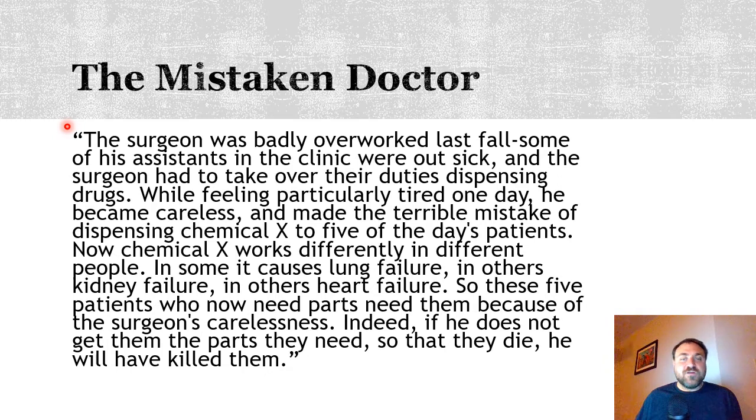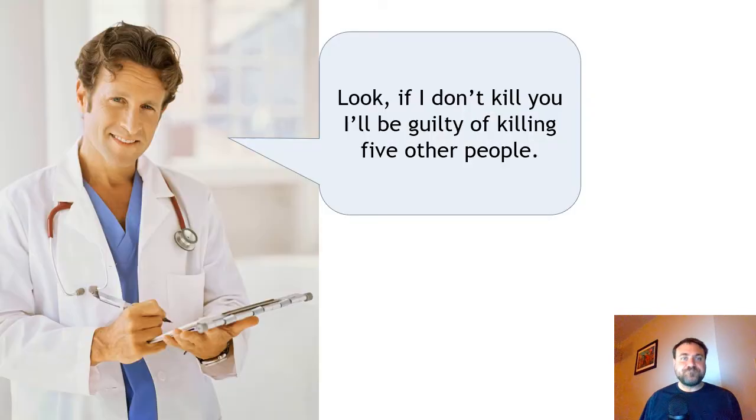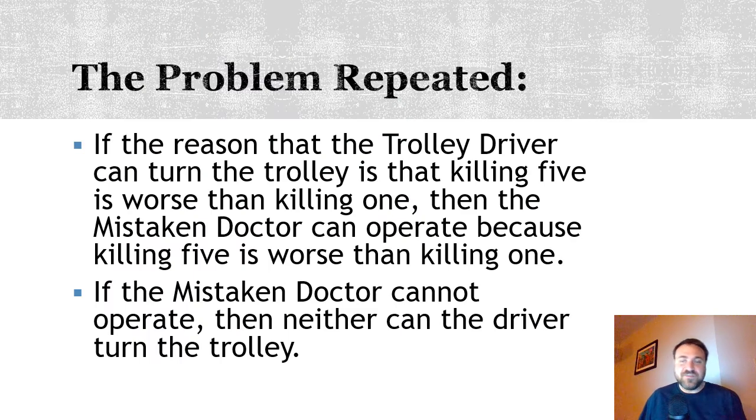Now, chemical X works differently in different people. In some, it causes lung failure, in others, kidney failure, and in others, heart failure. So these 5 patients who now need parts need them because of the surgeon's carelessness. Indeed, if he does not get them the parts they need so that they die, he will have killed them. Okay, so think about how this works. And again, a visual representation: he says, look, if I don't kill you, I'd be guilty of killing 5 other people, he says to you, whose organs he wants. And again, something just seems wrong about this. So again, we're left with the same kind of problem.